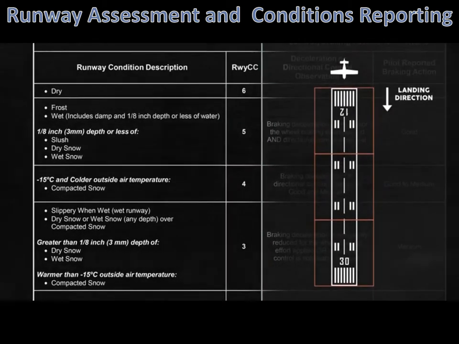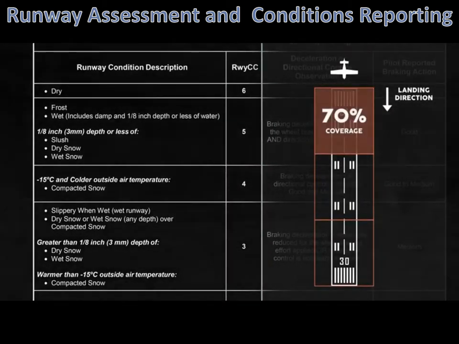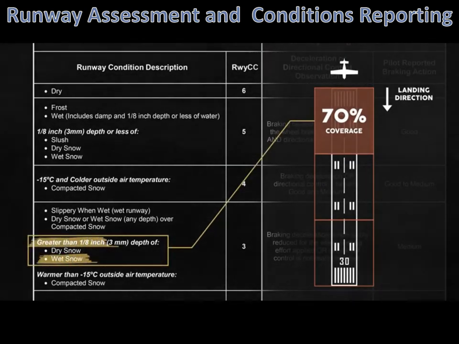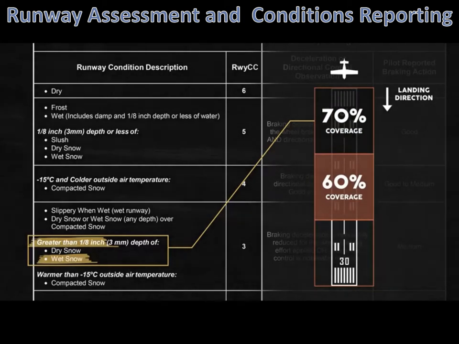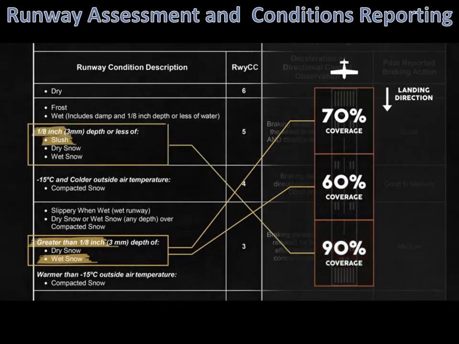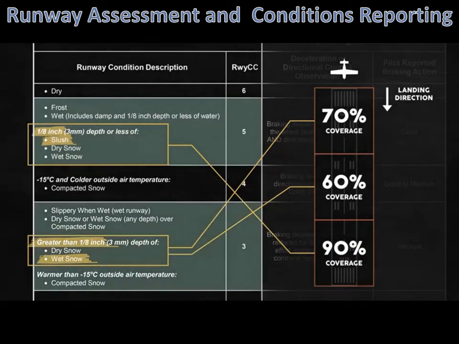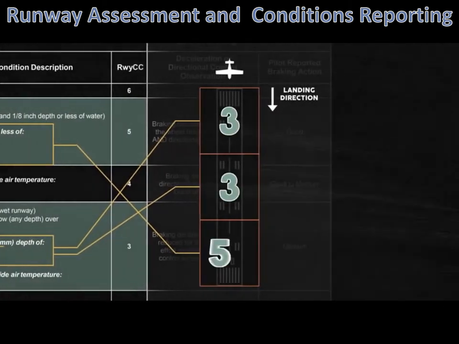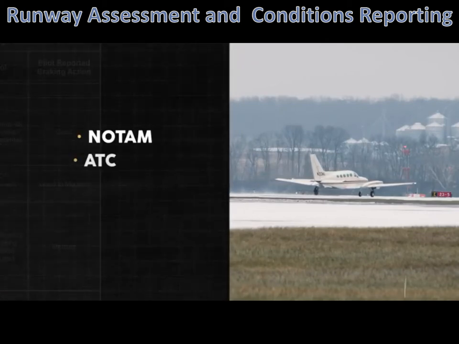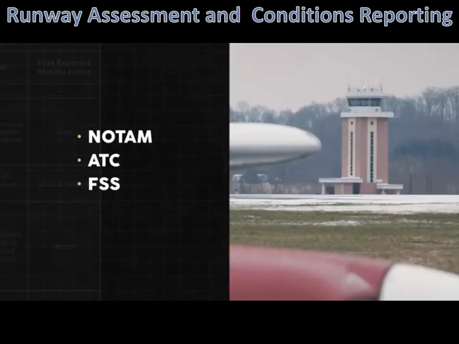Let's say, for example, the airport operator observes that 70% of the first third of the runway is covered with 1/4 inch of wet snow, 60% of the second third of the runway is covered with 1/4 inch of wet snow, and 90% of the last third is covered with 1/8 inch of slush. Based on the RCAM, the corresponding runway condition codes would be 3, 3, and 5. You can find this information in the form of a NOTAM or from an ATC facility, flight service station, or airport operator via the CTAF.